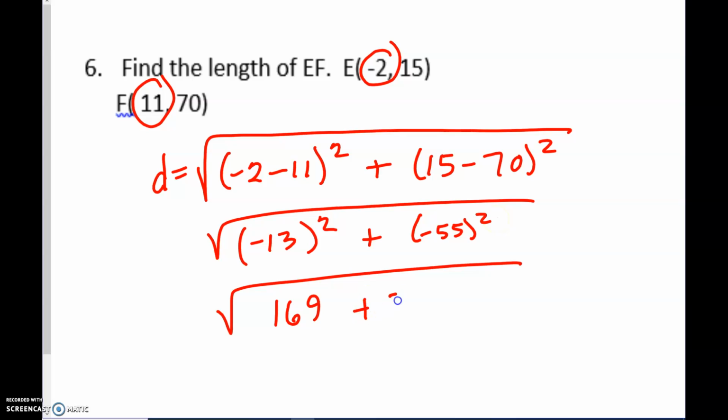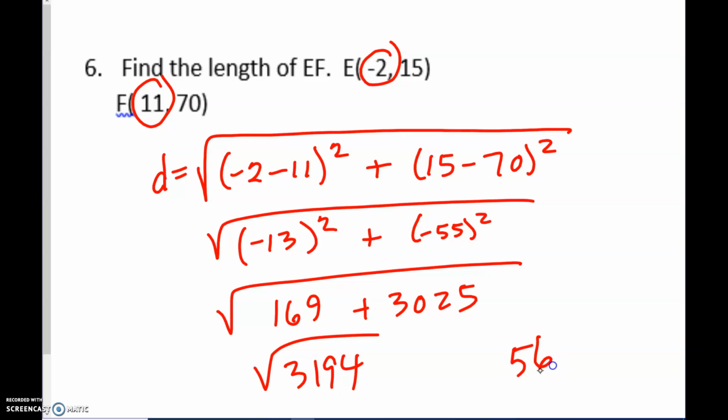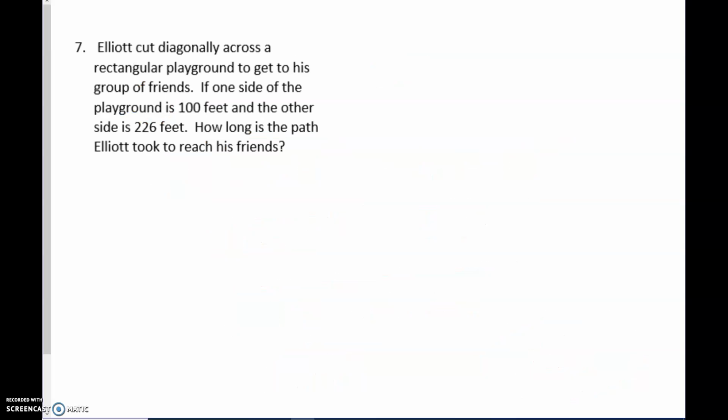And I think I get 3,025 for that. Now I'm going to add 169 to that, and I get the square root of 3,194. Now let's take the square root of that, and I got 56.5. Remember, we're going to round to the 10th, so 56.5. All right, I think this is the last one.